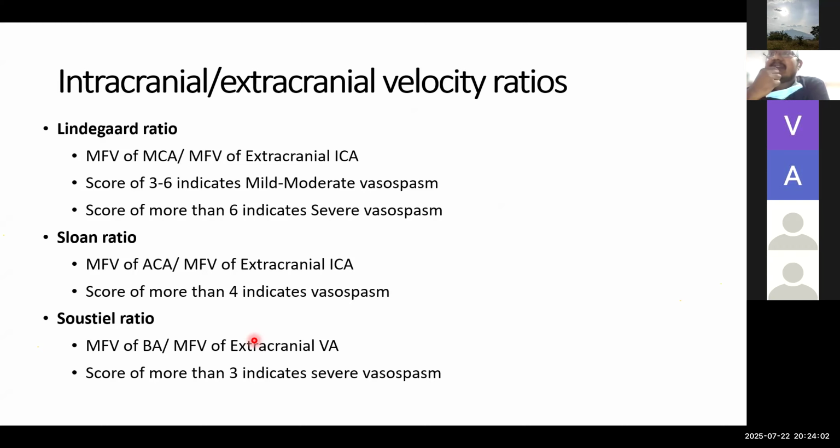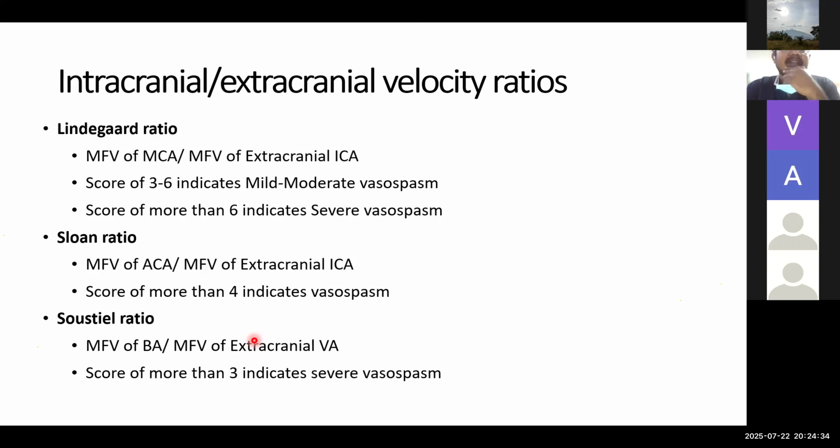There's some confusion regarding the Soustiel ratio and the Sviri ratio. Both are the same. Soustiel is the first one who started looking at vasospasm in the posterior circulation, and Sviri is the one who has actually validated it. So Sviri, out of respect, in his paper said that it's better to call it the Soustiel ratio rather than the Sviri ratio. But then there is some misinterpretation of the literature. You find both the Soustiel ratio and the Sviri ratio in the literature, but it's actually the Soustiel ratio.